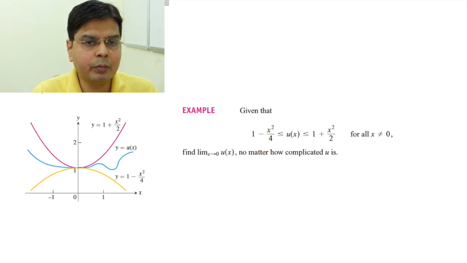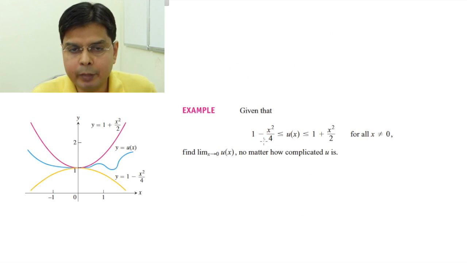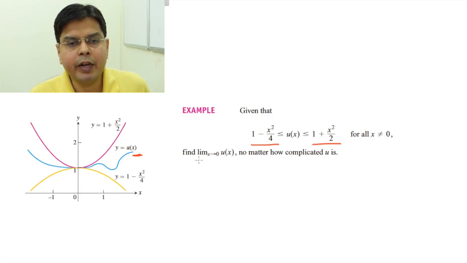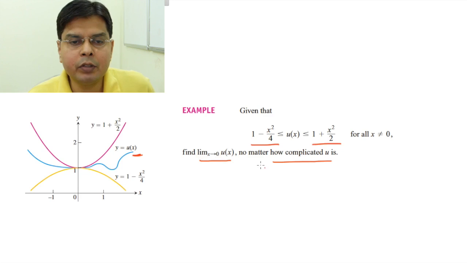I will give you one example of this. Suppose it is given that u(x) is a function contained between 1 minus x squared by 4 and 1 plus x squared by 2. So this is my function, the blue one, y equal to u(x), contained between 1 plus x squared by 2 and 1 minus x squared by 4. And suppose you have to find the limit as x tends to 0 of u(x), no matter how complicated u is. Then can you tell what will be the value of this limit?